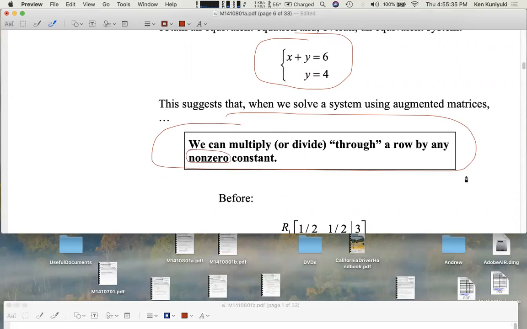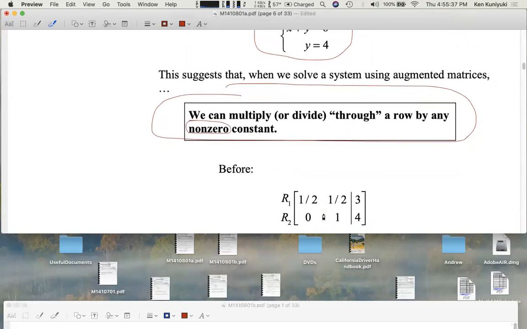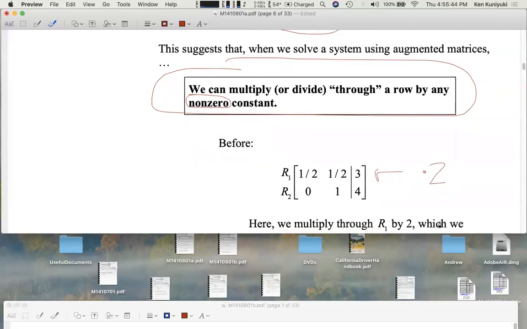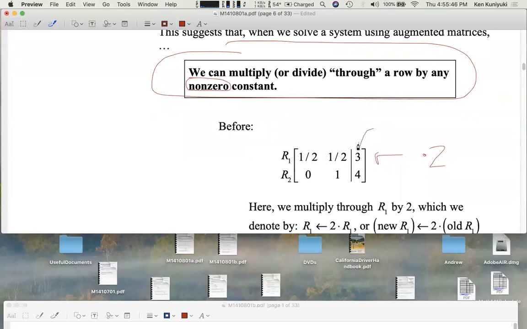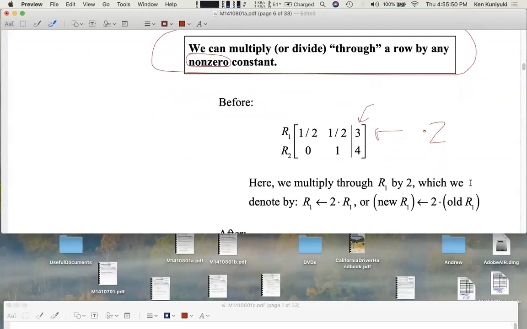When you consider augmented matrices, we can multiply or divide through a row by any non-zero constant. Don't multiply by 0. So the first augmented matrix looked like that. It's legal to multiply the first equation, or the first row, by 2. Don't forget the right-hand side. If you tend to skip the right-hand side, maybe you shouldn't put the slash there. You could use notations like these.